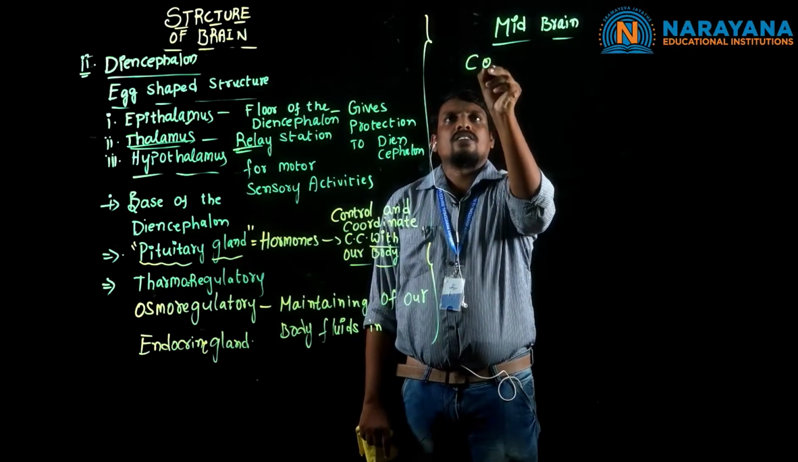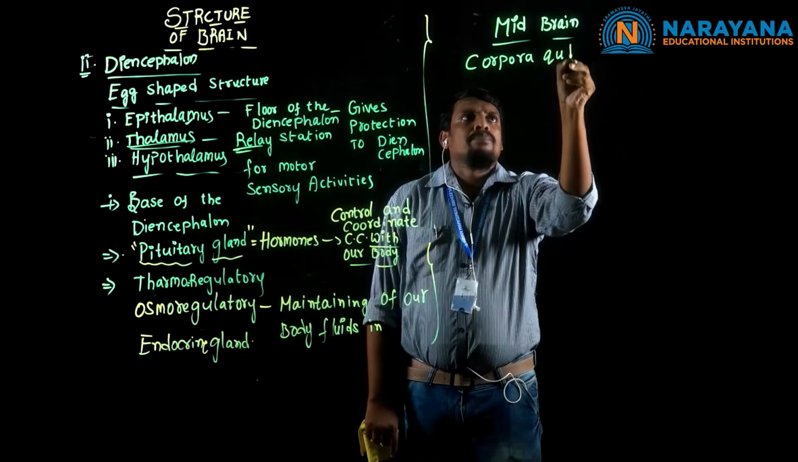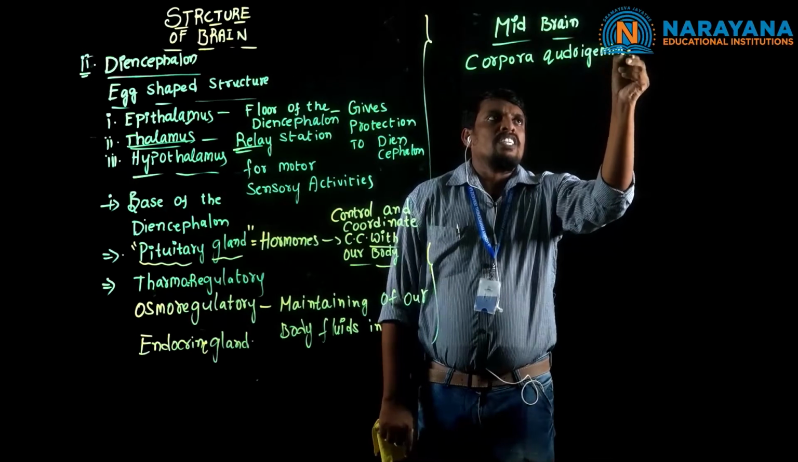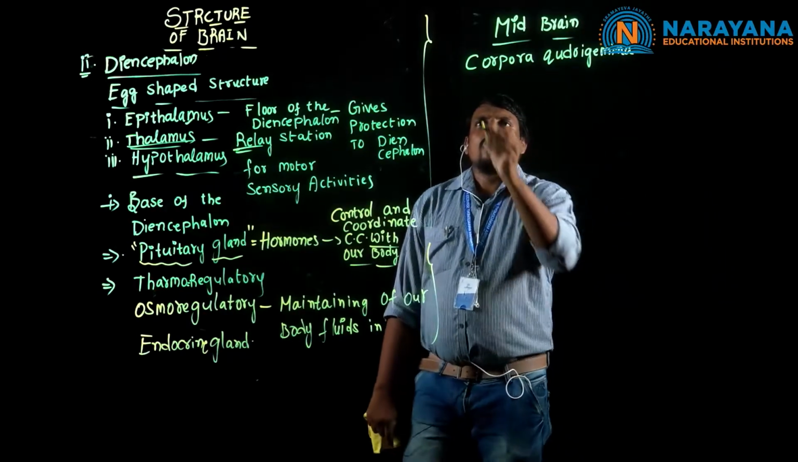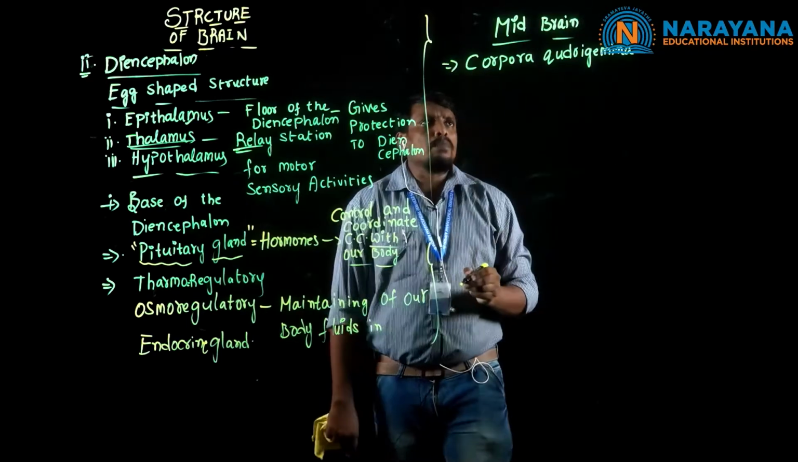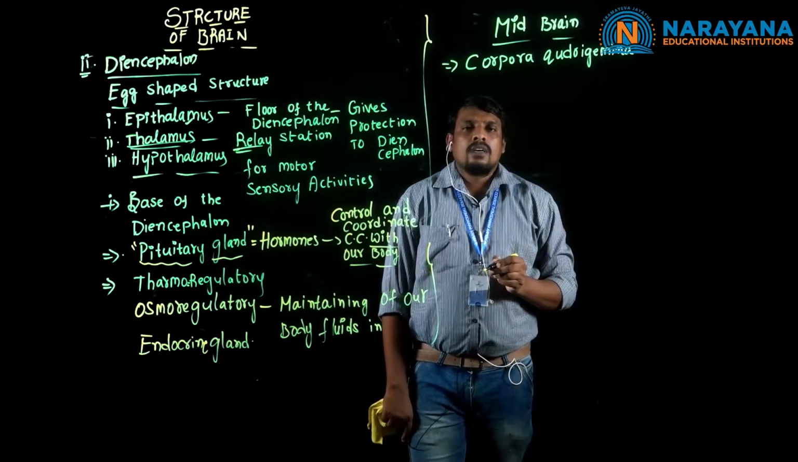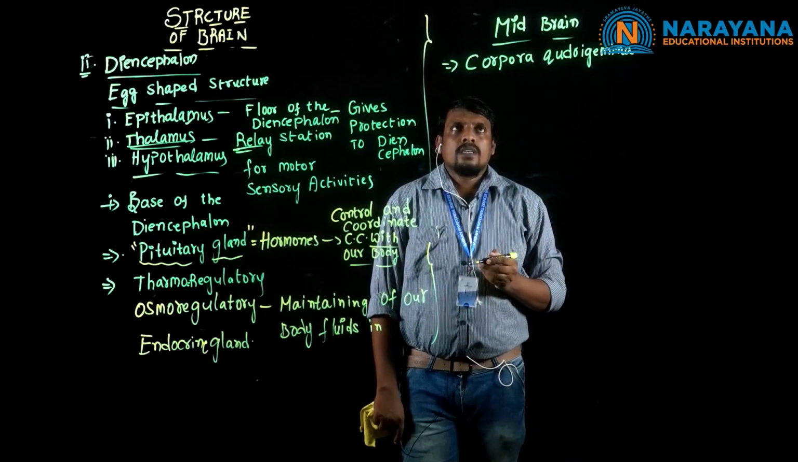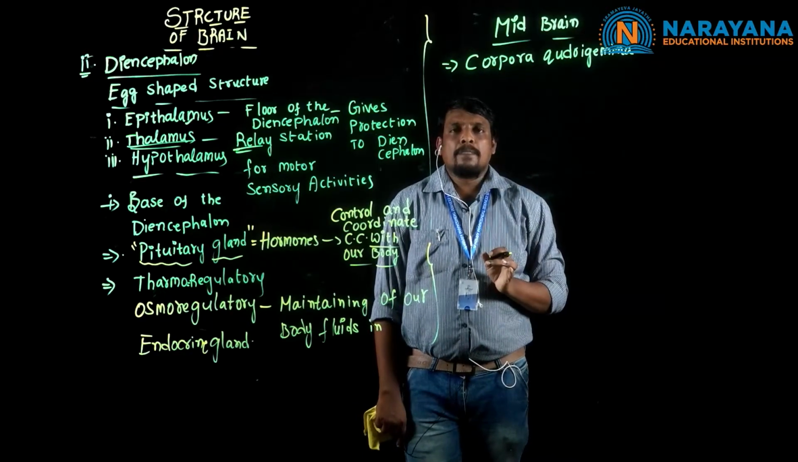As I said, a structure called corpora quadrigemina. Just spell this word. Corpora quadrigemina. What is the importance of quadrigemina? Hindbrain, I will explain later. Let us continue with the midbrain.